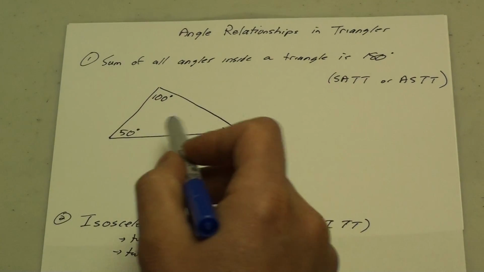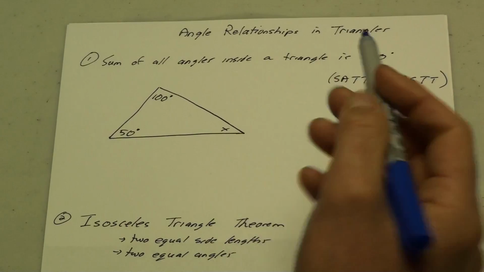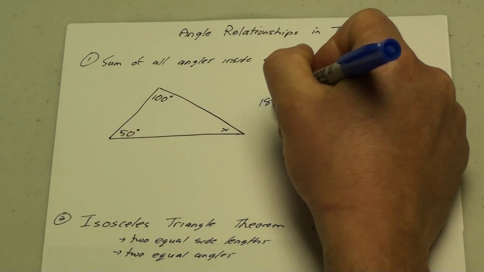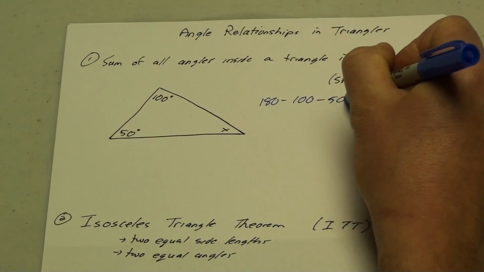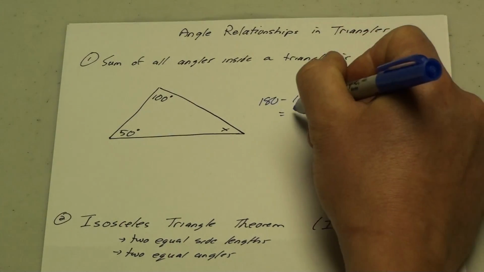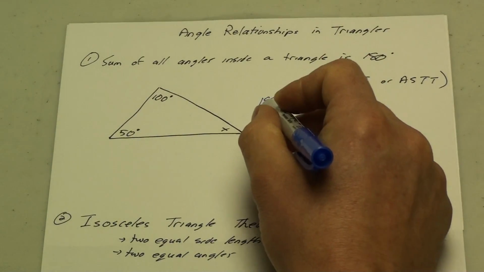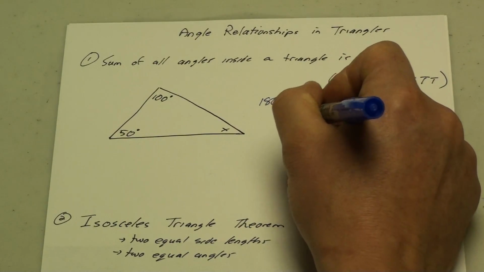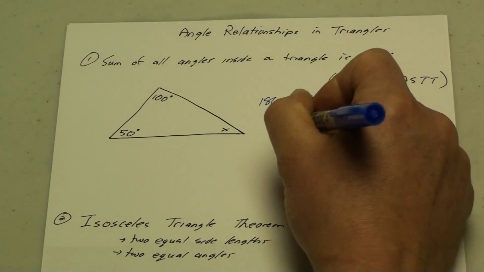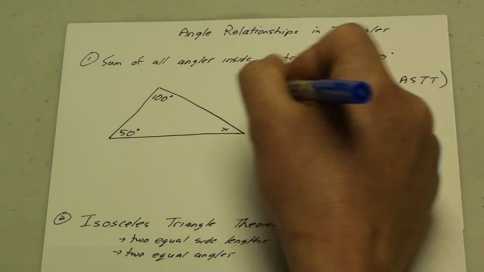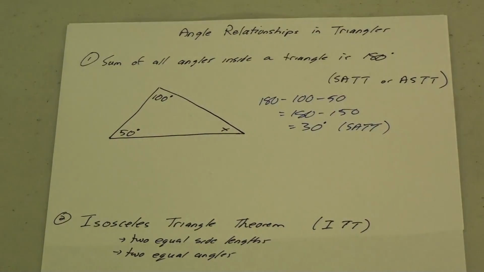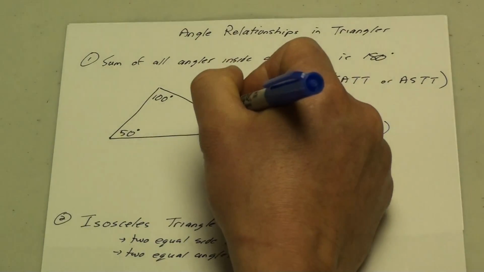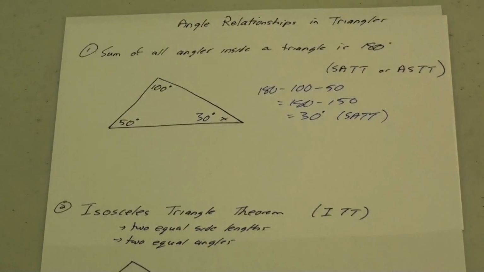So let's find angle x. I know that all these angles have to add up to 180 degrees, so I can take 180 degrees, subtract the two known angles, 100 degrees, subtract 50 degrees. So I have 180 minus 150, that's going to leave me with a missing angle of 30 degrees, and I used the fact that they all have to add up to 180 degrees as my knowledge, so that is 30 degrees.